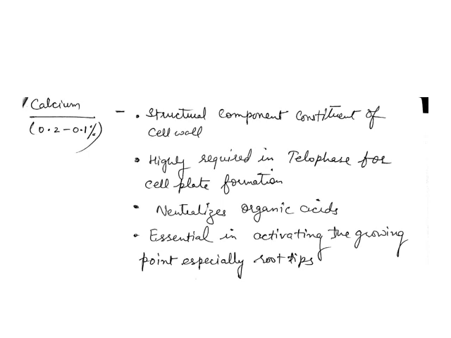The most important function of calcium is that it is a constituent of the cell wall, which is the most important part of plants. It is highly required in telophase for cell plate formation. It neutralizes organic acids. It is essential in activating the growing point, especially the root tips. It is very essential for the growth of the root tips. So calcium is again a macronutrient required for the plants.